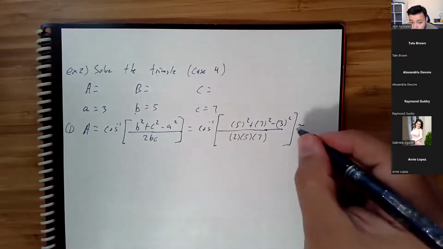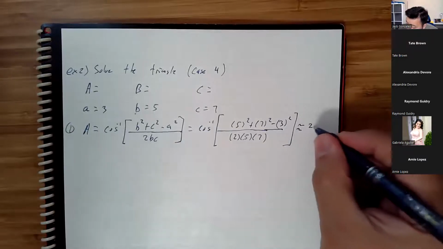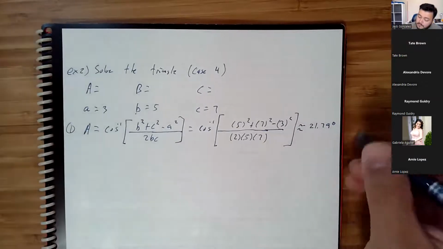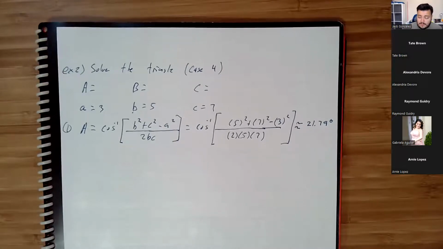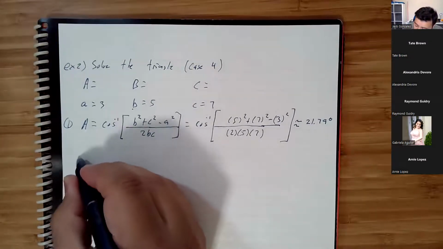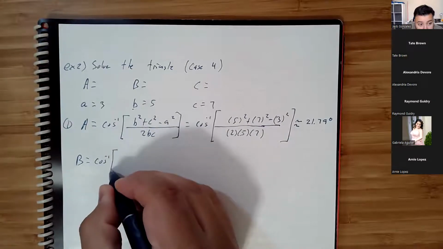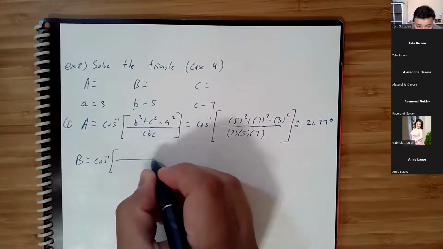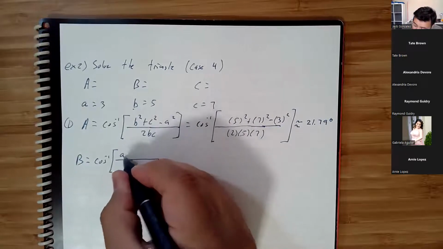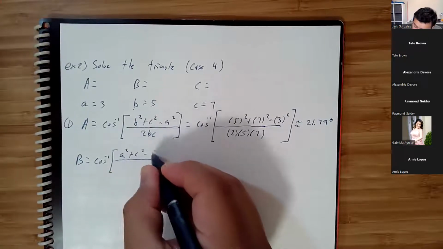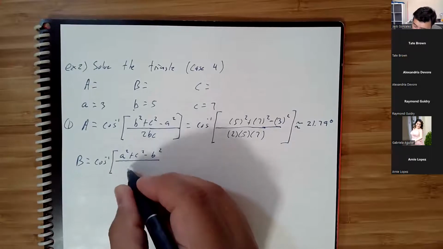That gets us 21.79 degrees. So there's capital A. Now do the same thing for capital B using the capital B formula. Write the formula down first. The a squared plus c squared minus b squared over 2ac.